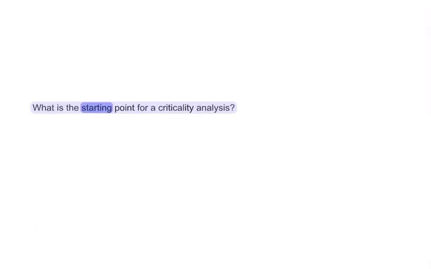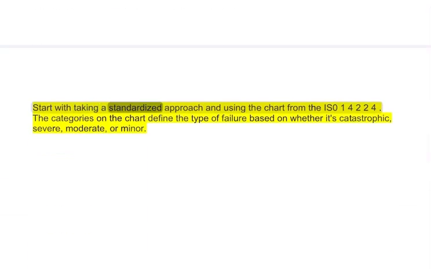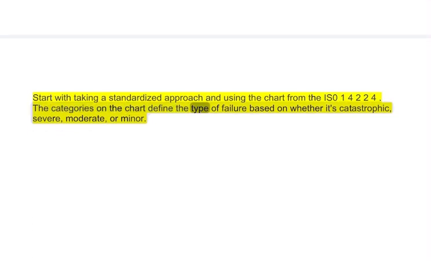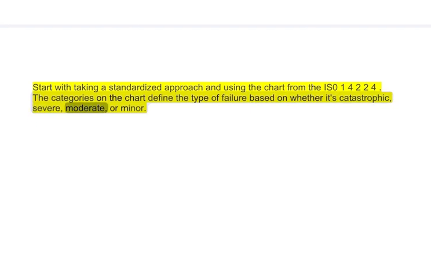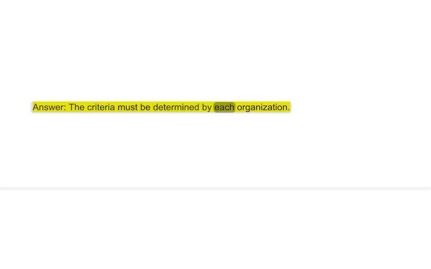What is the starting point for a criticality analysis? Start with taking a standardized approach and using the chart from ISO 14224. The categories on the chart define the type of failure based on whether it's catastrophic, severe, moderate, or minor. Who defines the criteria for these categories? Answer: the criteria must be determined by each organization.